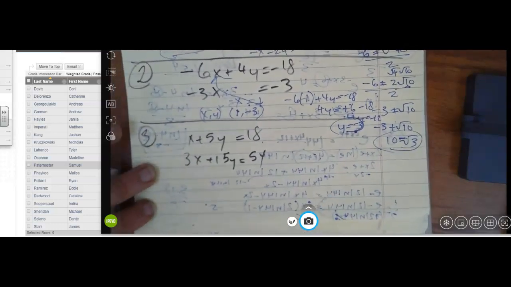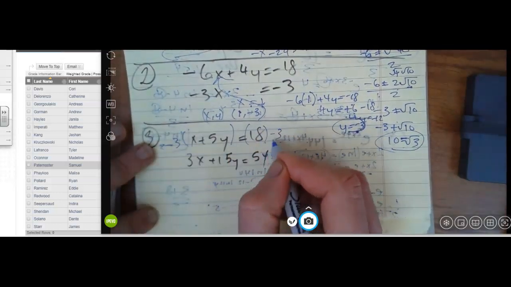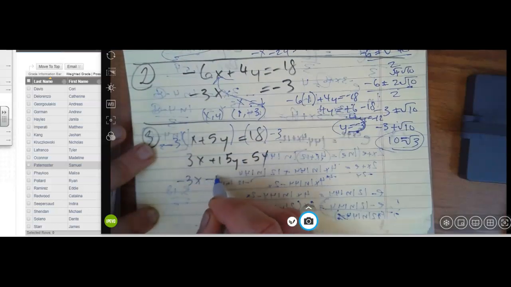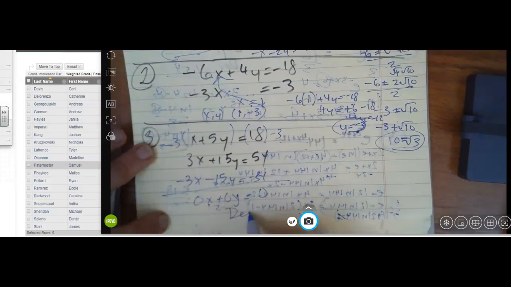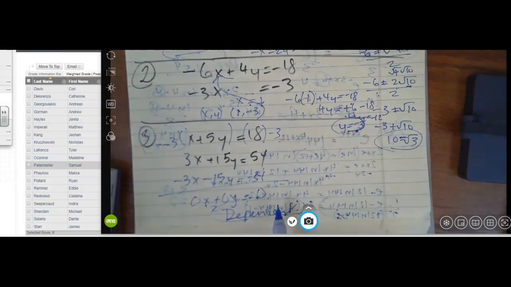Down here, you're going to multiply. You could multiply the top one by negative 3 and add it. 3x minus 15y equals negative 54. Add those together and you get 0x plus 0y equals 0. That's called a dependent system. Dependent system means there are an infinite number of answers you can put in for x and y that would make this true. I could put 5 and 10, any number I want, and it makes this true. An inconsistent system is when you have an answer that doesn't make any sense, but this one has many answers.